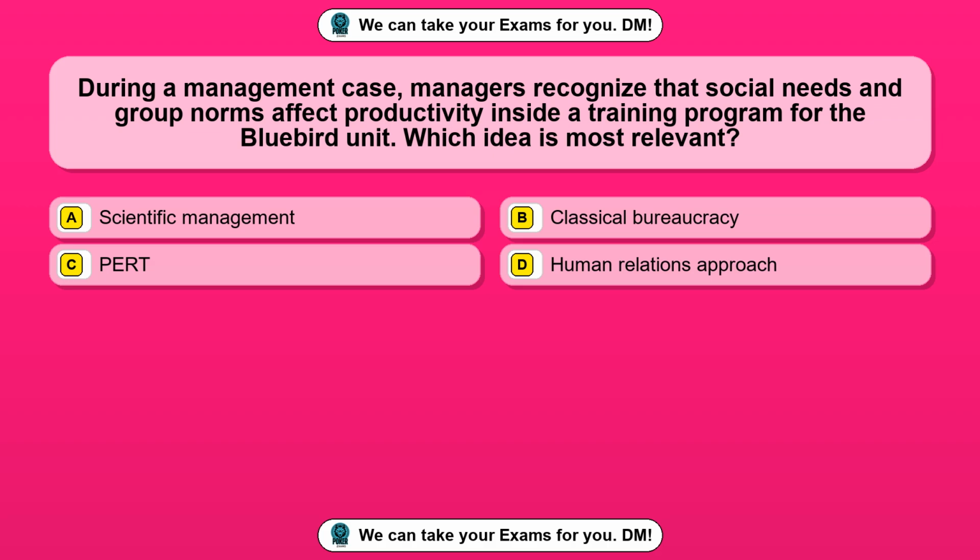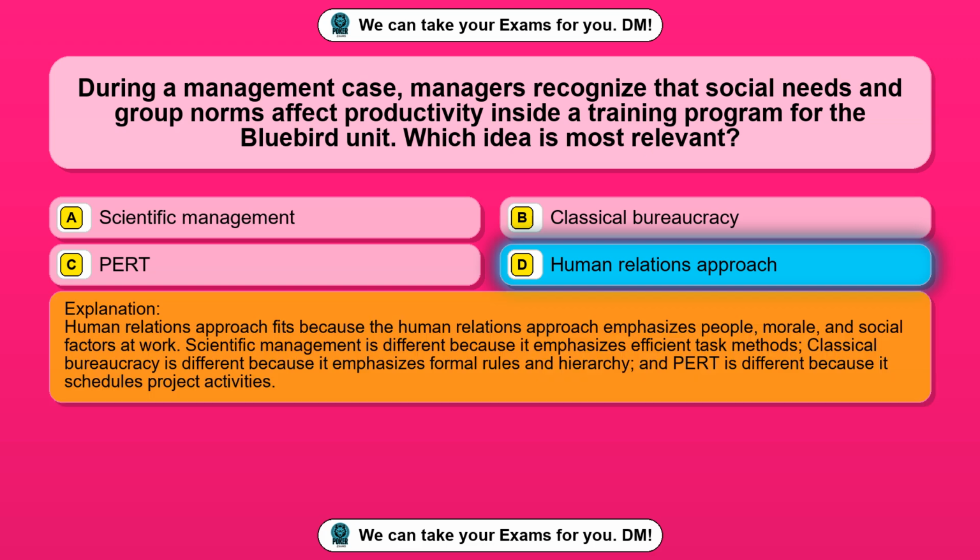for the Bluebird unit. Which idea is most relevant? Option A, scientific management. Option B, classical bureaucracy. Option C, PERT. Option D, human relations approach. The correct answer is option D, human relations approach.